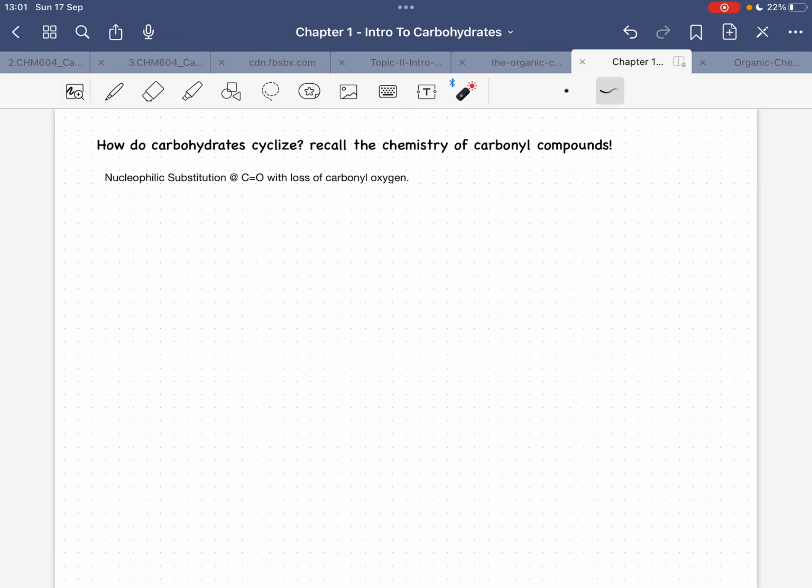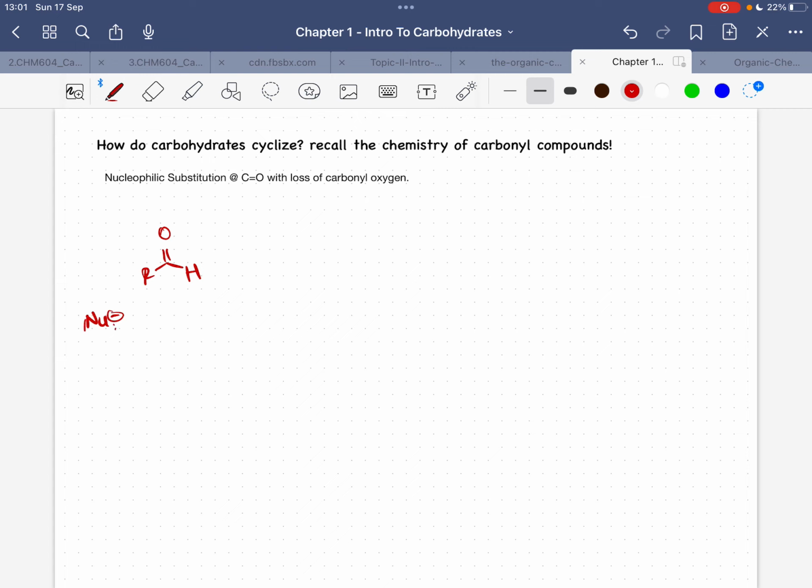So how do carbohydrates cyclize? Ang pinaka-fundamental reason is reaction of carbonyl compounds. So, very important kaayo nga makabalo ta sa chemistry of carbonyl compounds. And in particular, it's the nucleophilic substitution at carbonyl with the loss of carbonyl oxygen. Okay. So to demonstrate this, suppose you have a carbonyl. Let's just say an aldehyde and a nucleophile.